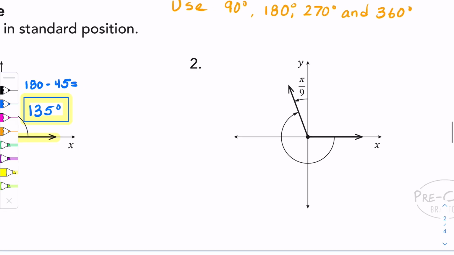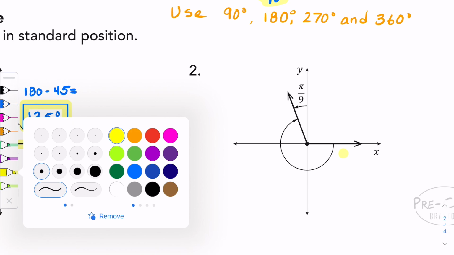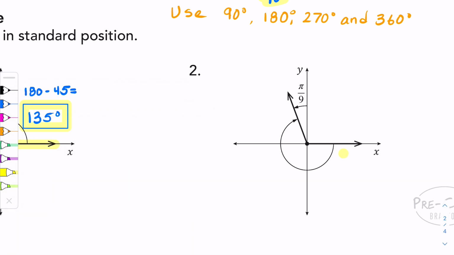Number 2. Number 2 is already in radians. So there's a few things to note on this problem. First, here's our initial side. Here's our terminal side. You can see that this graph moves clockwise. That means it's going to be a negative angle.